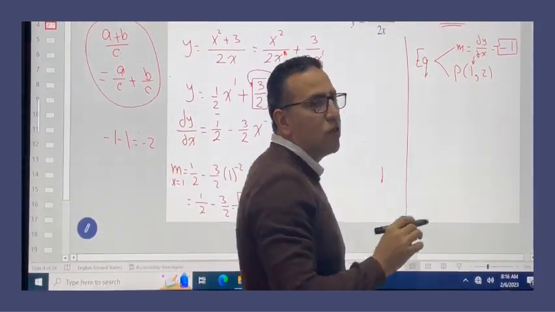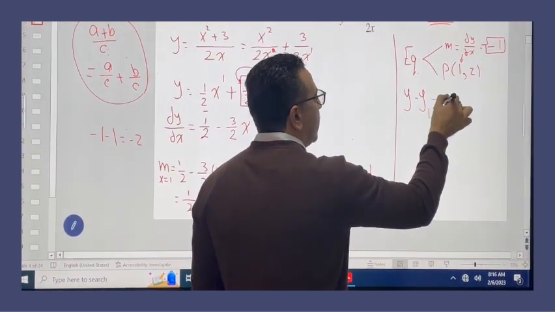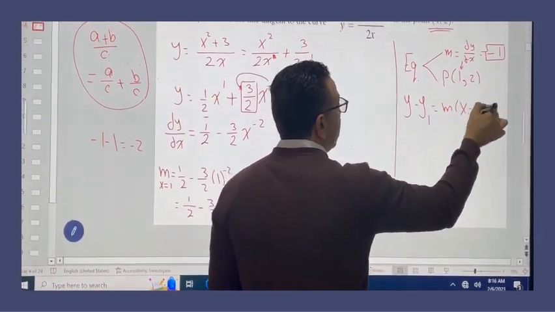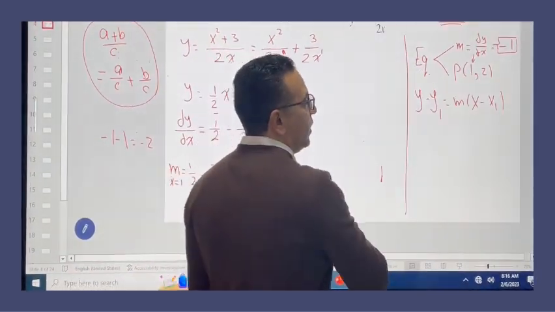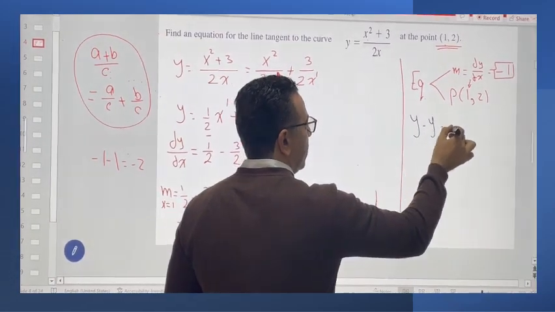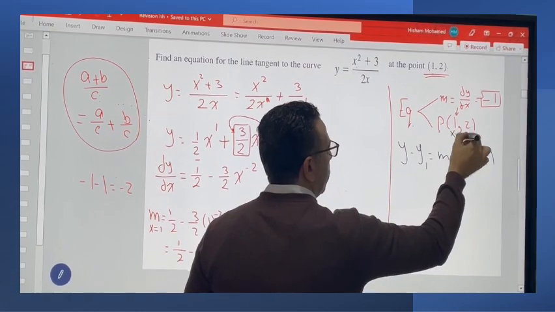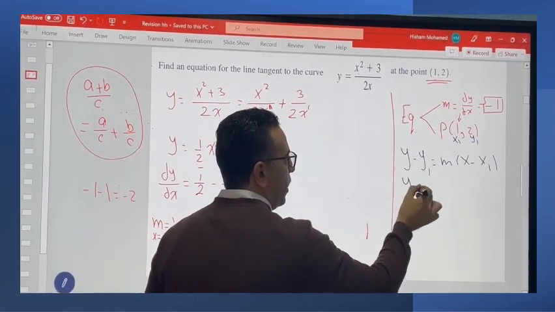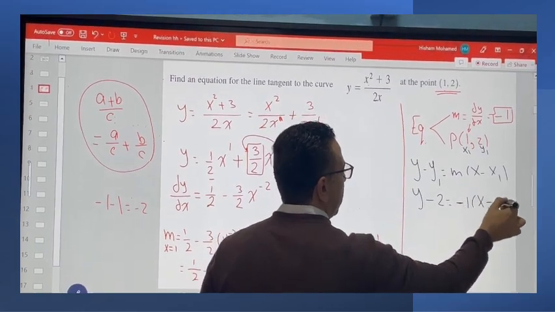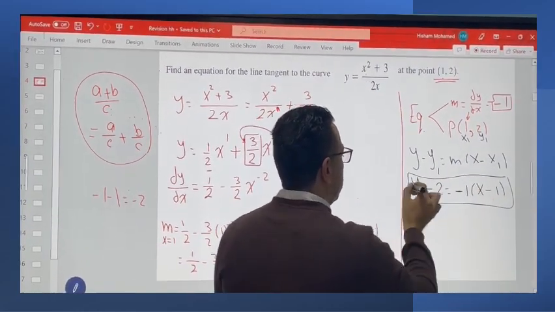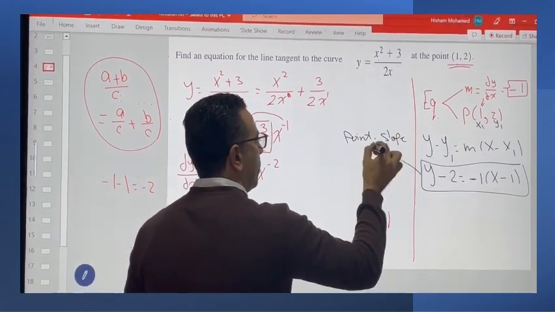First, I'm going to start with the point-slope form: y minus y1 is equal to m times x minus x1. I think this method is very easy for forming the equation of a straight line. Here is x1 and y1. So y minus 2 is equal to the slope, negative 1, times x minus 1. If I keep the equation like this, this is point-slope form.